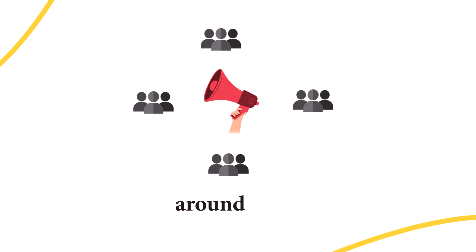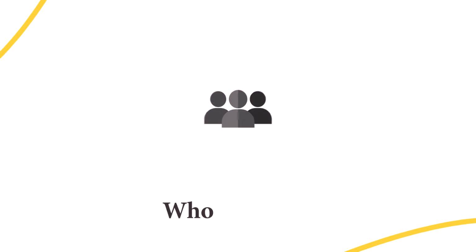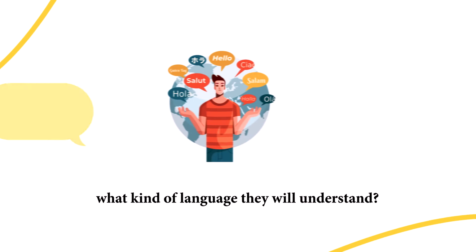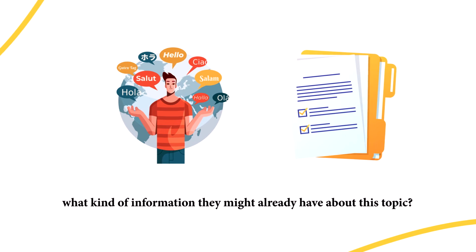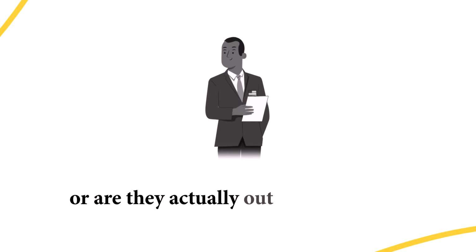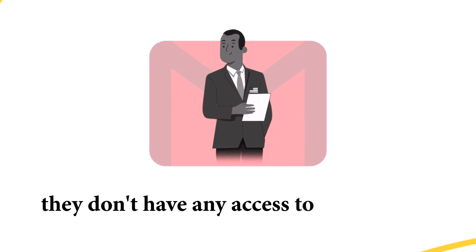And the reason you want to think about your audience up front is because your entire campaign is going to be built around them. So you're going to think about who they are, what kind of messages are going to resonate with them, what kind of language they will understand, what kind of information they might already have about this topic. All of this will feed into how you build your campaign. So your audience will also determine the channels that you use. So for example, is your audience sitting at desks all day with easy access to email, or are they actually out and about and they don't have any access to email at all? So that's tip 1. The first thing you should be thinking about, who is your audience? Get really clear on that. It's going to go a long way to set you up for success.